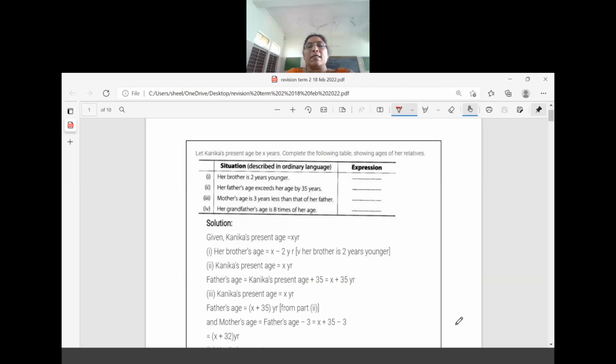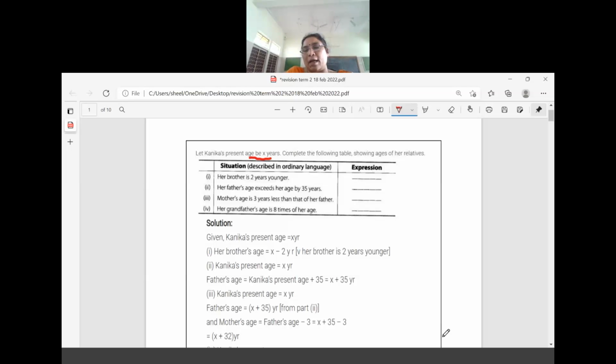Kanika's present age is x years. So it is already given that her age should be taken as x. You cannot opt for anything other than x. Some children in the last exam used some other letter, like a or b instead of x. Then we cannot give the mark. It is clearly mentioned in the question that Kanika's present age will be x years. Complete the following table of ages of her relatives.